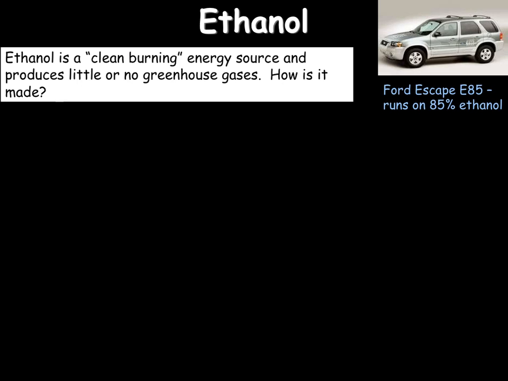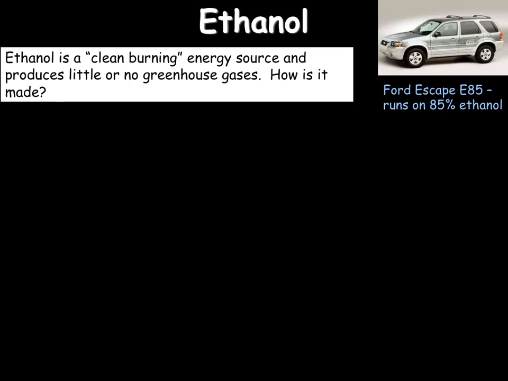The alcohol we're going to focus on for this video is ethanol. So you probably remember from B1 and C1 that ethanol is a clean burning energy source that produces little to no greenhouse gas. And we can see here a car from a few years ago made by Ford that ran on 85% ethanol, 15% petrol. So it would be a much lower carbon emission car.